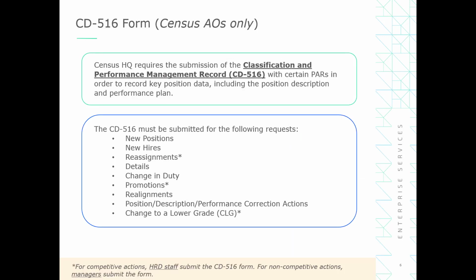Census HQ requires the submission of the Classification and Performance Management Record CD-516 with certain PARs to record key position data such as the position description and performance plan. The CD-516 must be submitted for the recruiting and personnel requests listed here. Items with asterisks indicate whether they should be submitted by HRD staff or by managers.